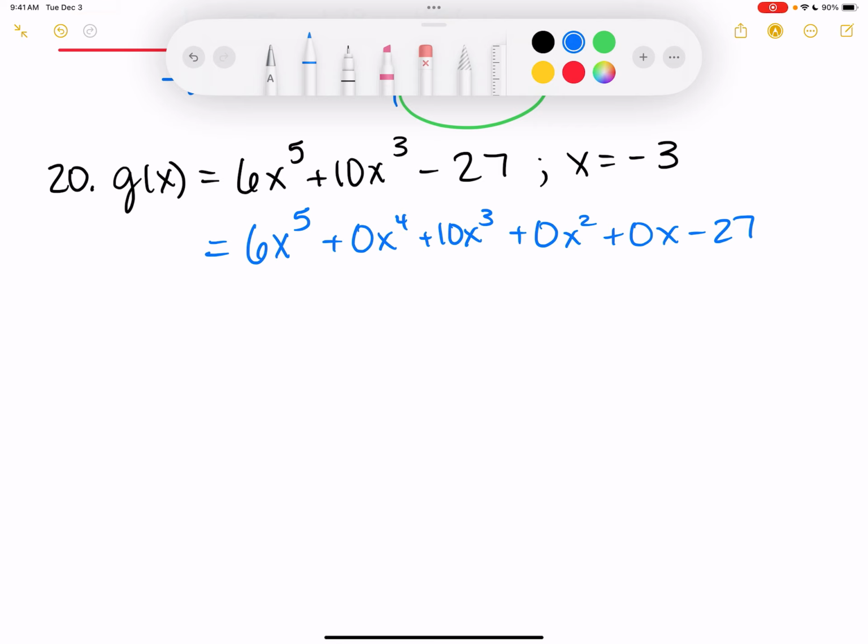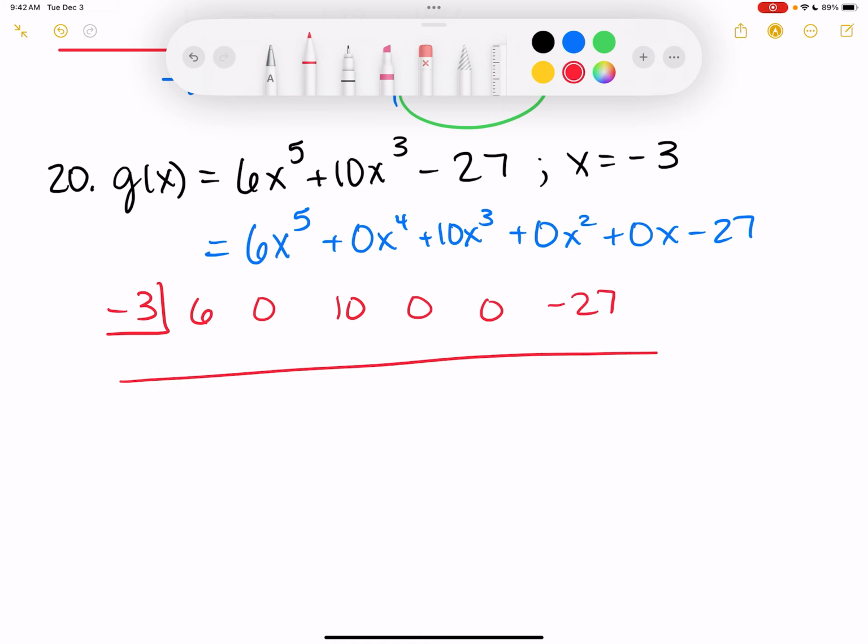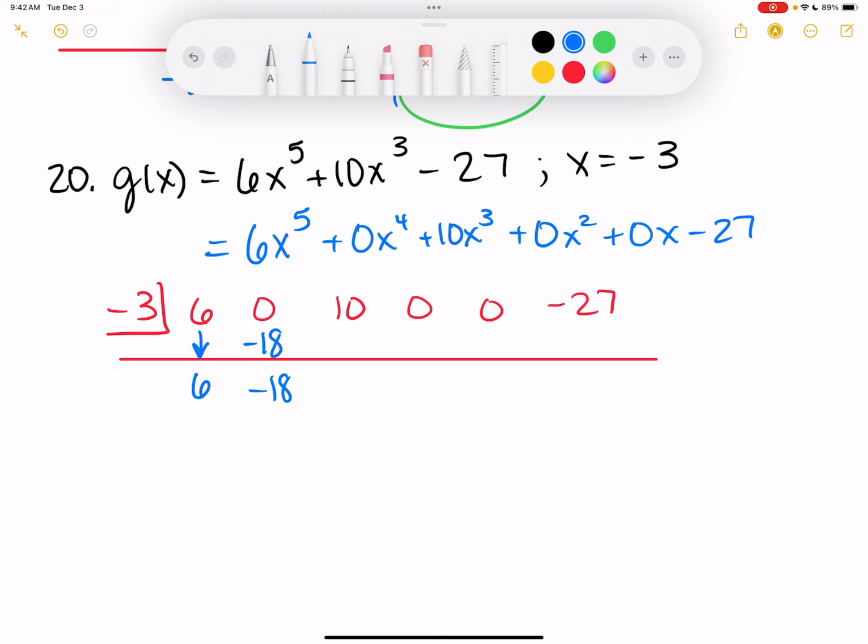All right, so negative 3 is going in the box. Copying down these numbers. So I've got 6, 0, 10, 0, 0, negative 27. All right, we bring down the 6. Times negative 3 is negative 18. Plus 0 is negative 18. Times negative 3 is positive 54. Plus 10 is 64. Times negative 3 is negative 192. Plus 0 is negative 192.